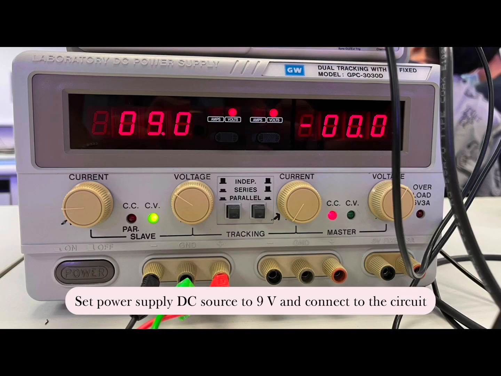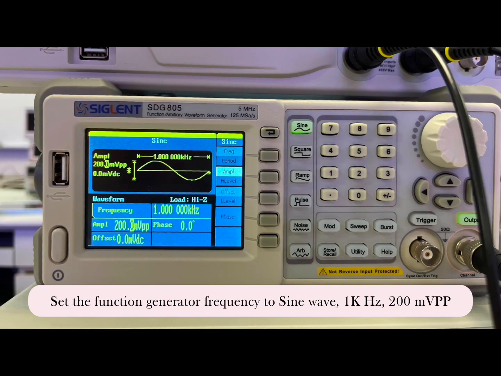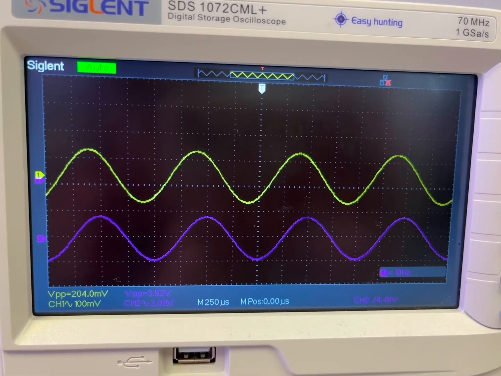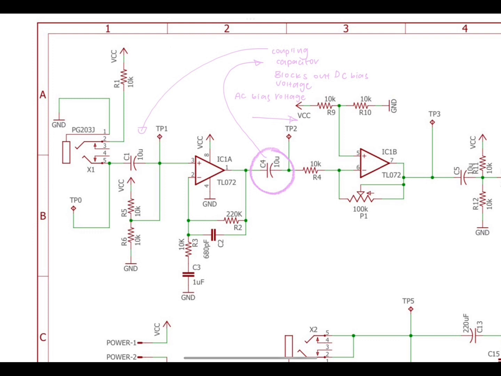To set up stage 1, set power supply DC source to 9 volts and connect it to the circuit. Next, set the function generator frequency to a sine wave of 1 kHz and 200 mV peak to peak. In this clip, we can see that I got an output voltage of 3.52 volts. Lastly, C4 is also a coupling capacitor which has a similar function to C1, which blocks out DC bias voltage and only allows AC bias voltage to pass through.